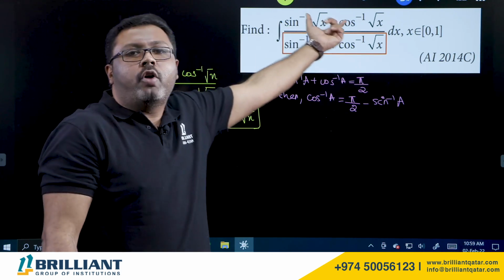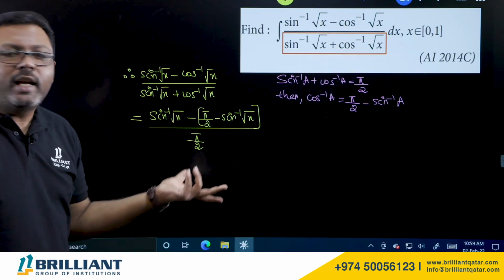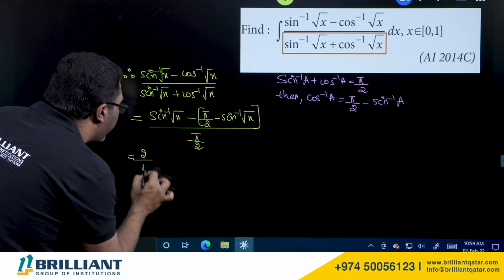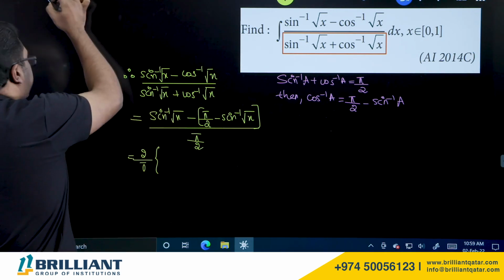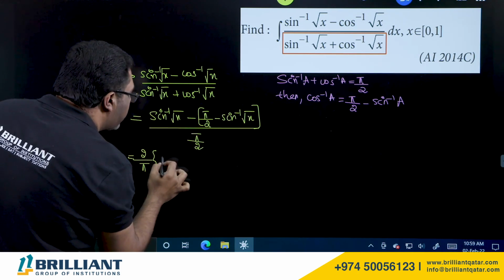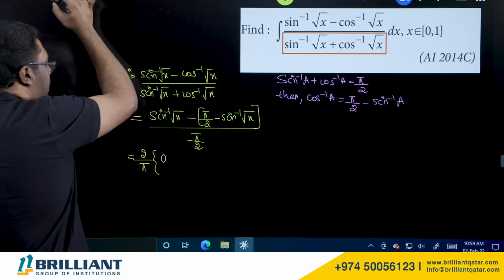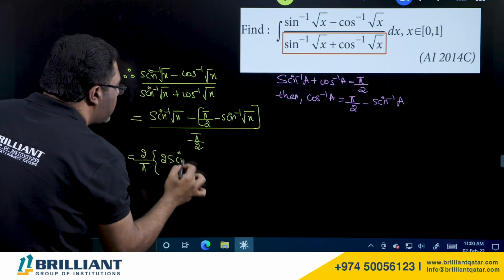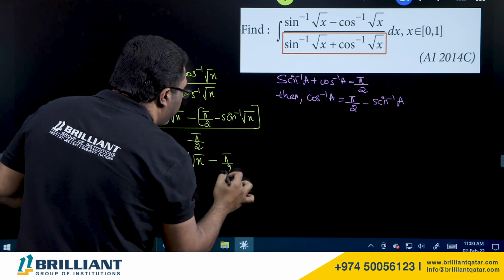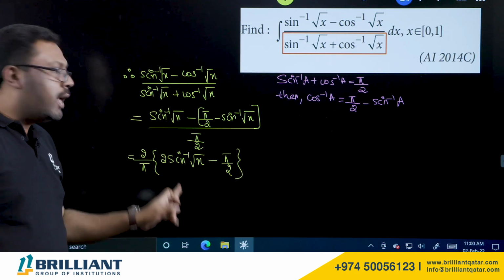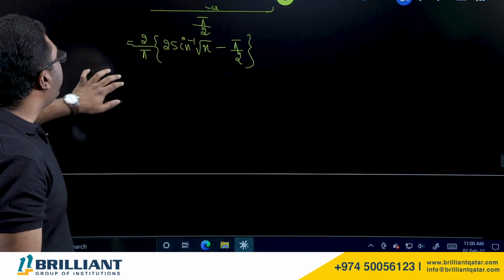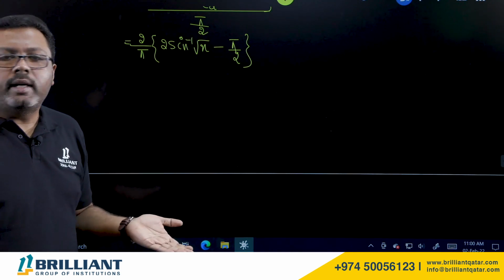See, that complicated form they gave in the integration is no longer complicated. It is easier now. Yes, so this expression is now going to be 2 divided by pi, okay, and sine inverse root x plus sine inverse root x is 2 sine inverse root x, 2 sine inverse root x minus pi by 2. Now I will go for integration. Now, in the integration of this, what is going to happen? We already know how to integrate sine inverse root x, right?